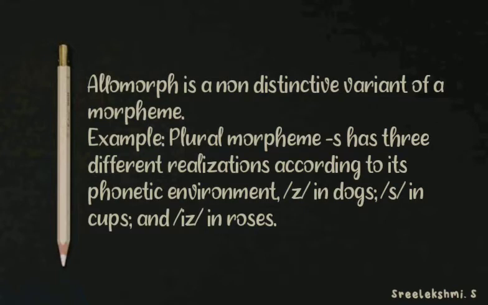Next is allomorph. An allomorph is a non-distinctive variant of a morpheme. For example, the plural morpheme s has 3 different realizations according to its phonetic environment: z in dogs, s in cups, and iz in roses.